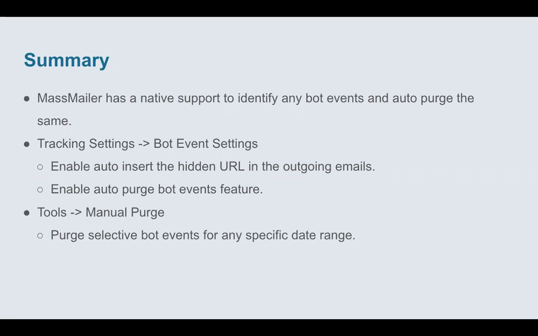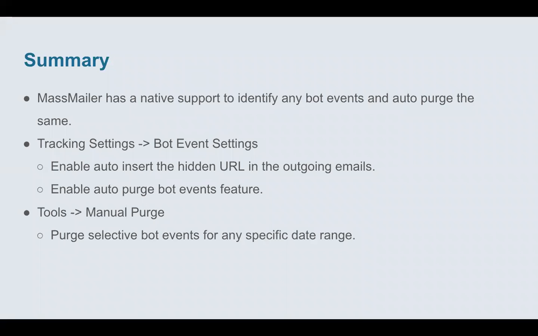If you ever noticed in Massmailer Setup, Tracking Settings, there's a section called Bot Event Settings. If you don't see it, just go on and upgrade and you would see this. You would have to enable this feature, and also you will have to enable auto insertion of the hidden URL in the outgoing emails. You will have the ability to update the hidden URL. I'll show that to you in a moment, and a couple of other things.